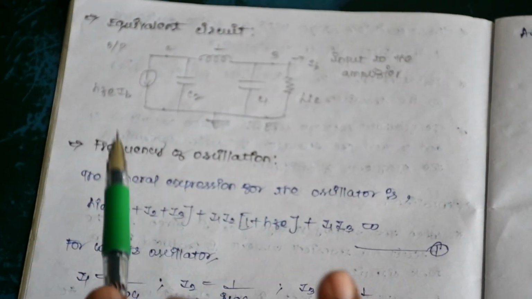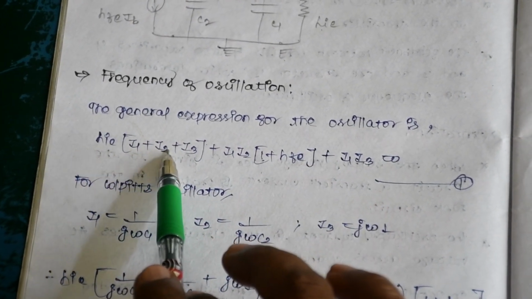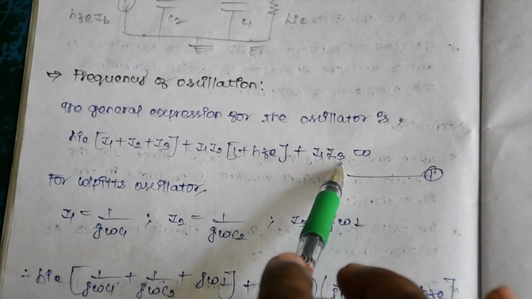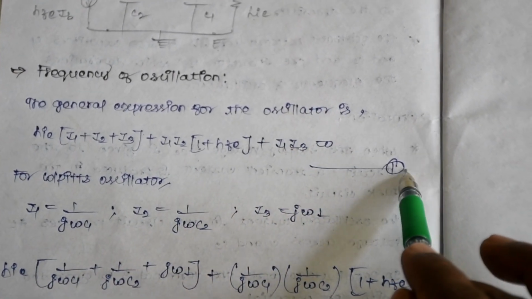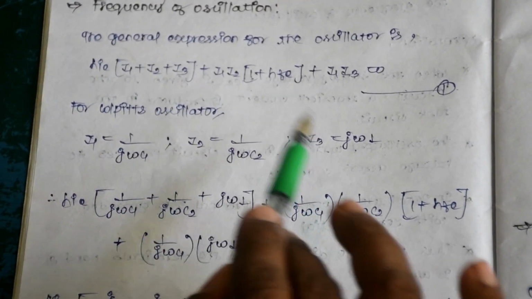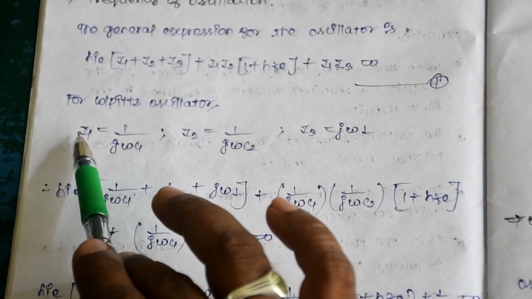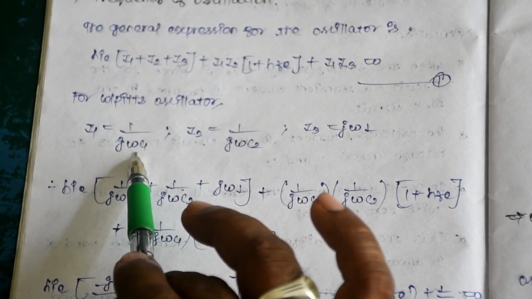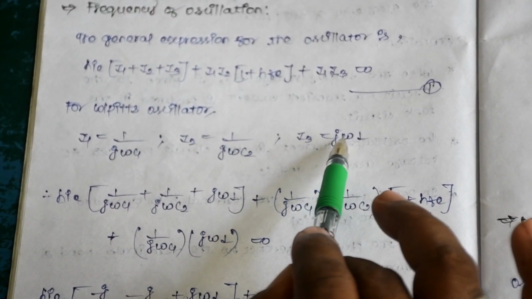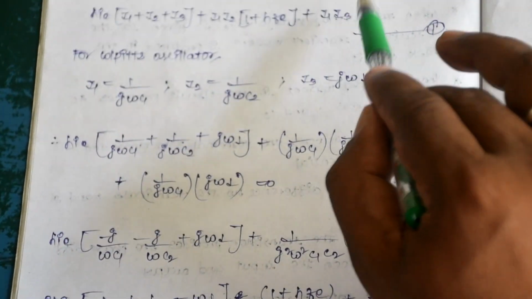For the frequency of oscillation, the general expression for the oscillator is HIE (Z1 plus Z2 plus Z3) plus Z1 Z2 into (1 plus HFE) plus Z1 Z3 equal to 0. This is equation number 1. For the Colpitts oscillator we want to determine the values of Z1, Z2 and Z3. We have C1 and C2, so Z1 equals 1 divided by j omega C1, Z2 equals 1 divided by j omega C2, and Z3 equals j omega L. We substitute these Z1, Z2, Z3 values in the above equation 1.